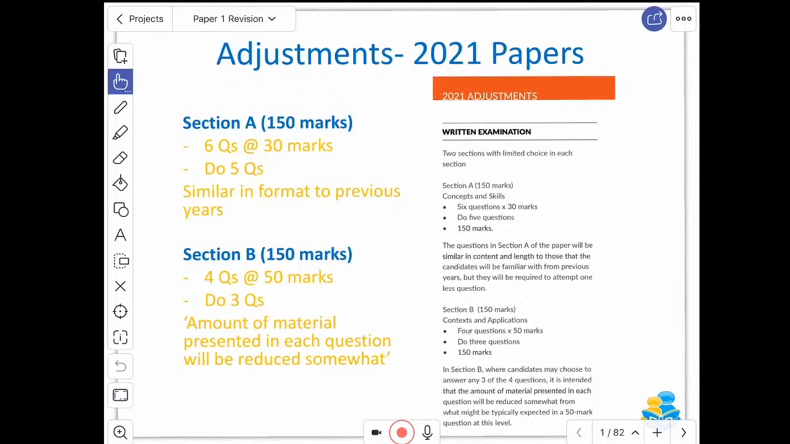Up until this year, I would have always had to tell students that we won't actually know exactly how many marks are going for our section B questions, and they could vary in their length and obviously the amount of marks going for them. So because we're being told that each of our section B questions are worth 50 marks, we're also being told that the amount of material presented in each question will be reduced somewhat. So look, that doesn't really give us that much extra information, but what it is telling us is that we will probably not be expected to have questions with as much crossover as other years.